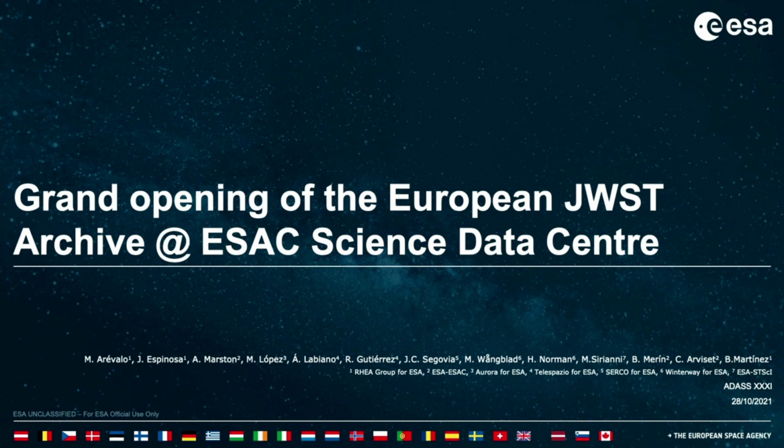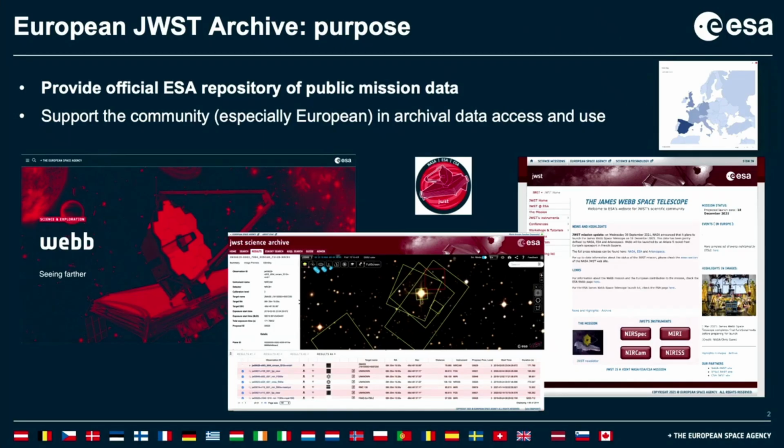I will give you today a brief overview of the basics of the archive, and after that I will demo some of the functionalities that we have made available at the European JWST archive. So why is there a European JWST archive? As you might know, the JWST project is a collaboration between NASA, the European Space Agency, and the Canadian Space Agency. The main reason for having a European JWST archive is to provide the official European Space Agency repository of all the public data that will be produced by the mission.